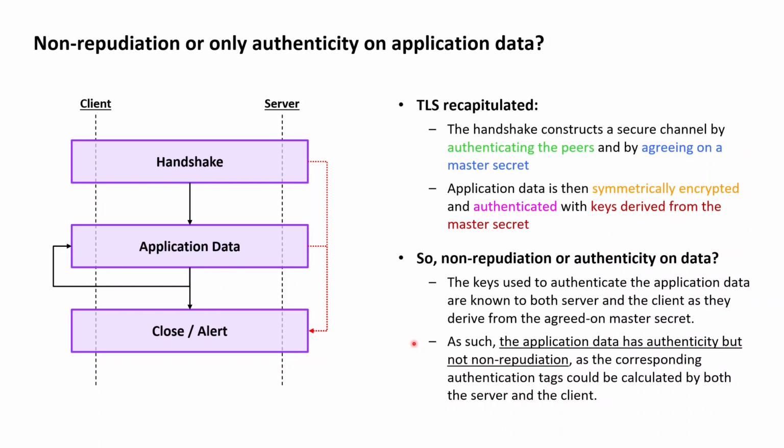For TLS 1.3, it's essentially the same as within TLS 1.2. All cipher suites use authenticated encryption with associated data ciphers, which are either given by the GCM or CCM block cipher mode of operation or by ChaCha20-Poly1305. Again, clearly, these are symmetric approaches, and as such, application data within TLS 1.3 does not have non-repudiation on it.